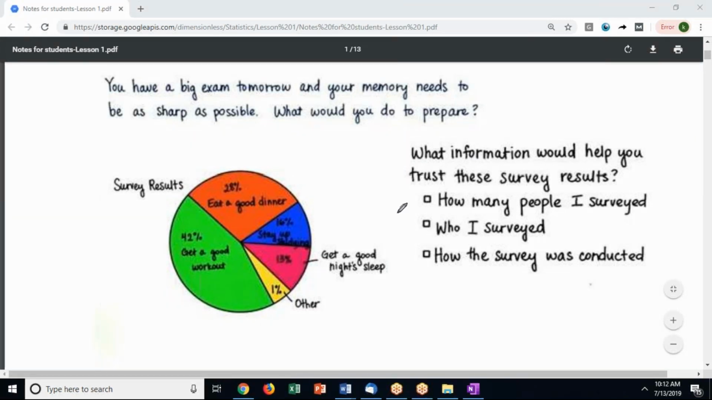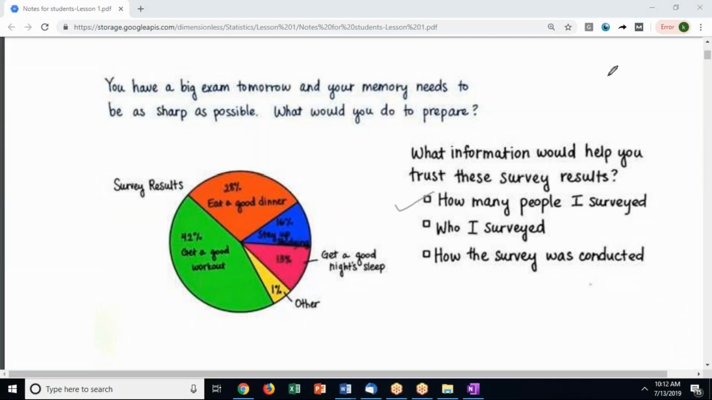Okay, let's take another. Anybody who said B? Nisha, you said B, I think. Anybody else who said B? So I think all three parameters are required, and mostly the right audience is something which we need to look at. So who I surveyed is the one which we need to take care of.